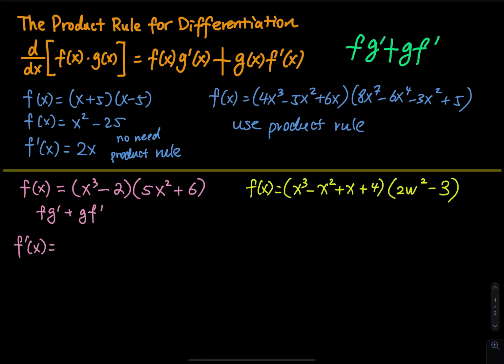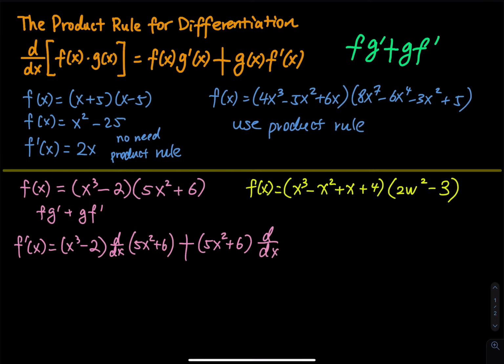So for f prime of x, since this is your first time doing this, I will just do it in slow motion. So fg prime means I need to take the derivative of 5x squared plus 6, and then the f means you are not touching the first factor. So x to the third minus 2, and then I will just write this d/dx of the second factor, 5x squared plus 6. And then I will do a plus because for product rule there is a plus, and then for g I will write 5x squared plus 6 and then the derivative of f, right, which is x to the third minus 2.